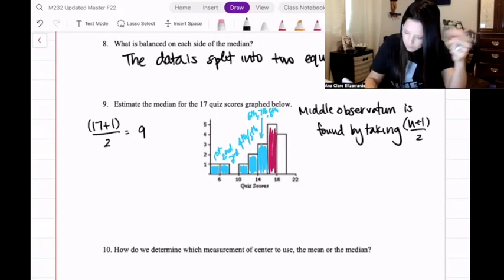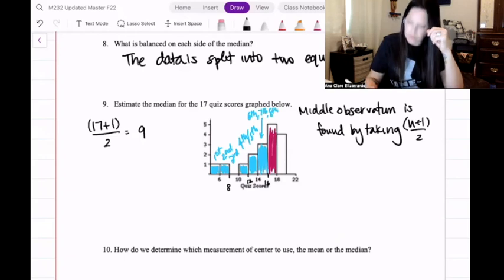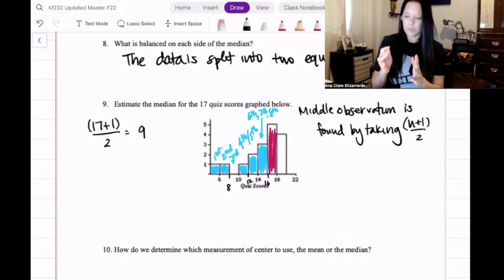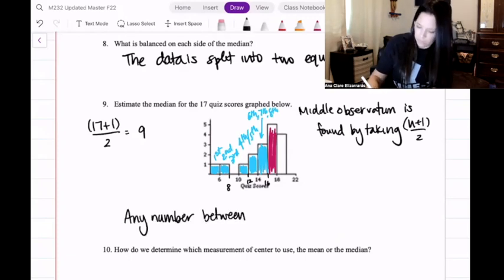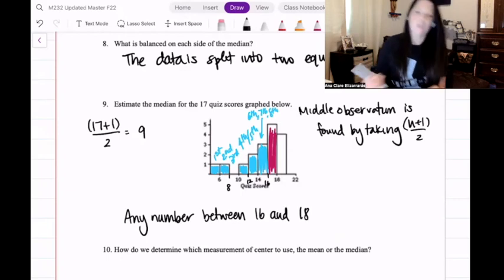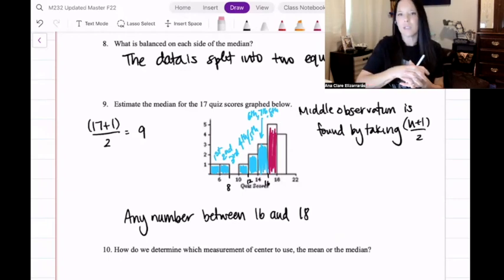And these histograms, they're going by 4s. So this would be 8, this would be 12, this would be 16. So in the histogram bin from 16 to 18 is where the median is. So it's any number between 16 and 18.